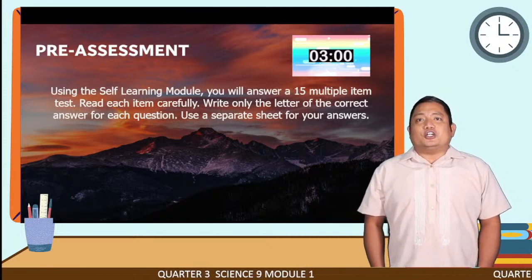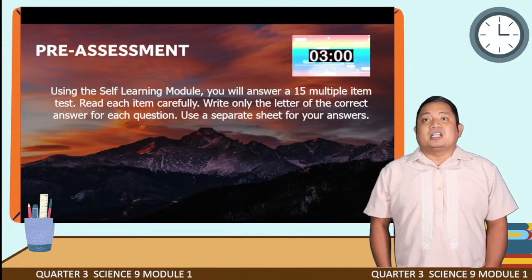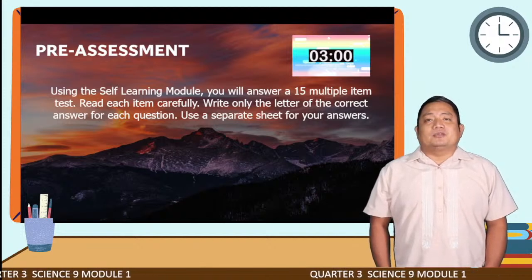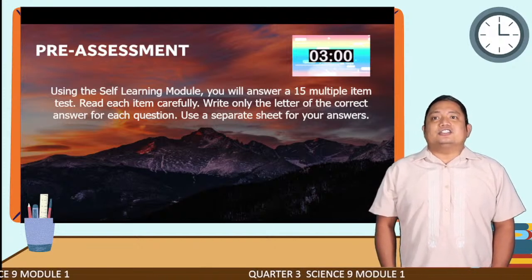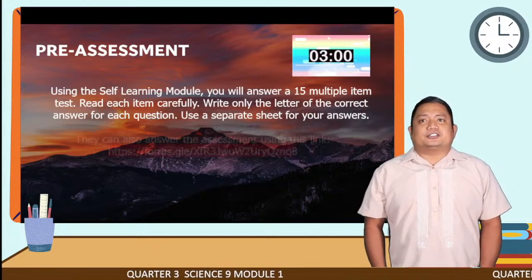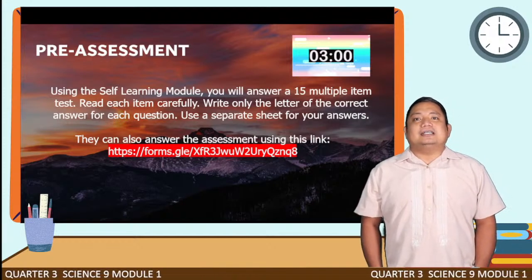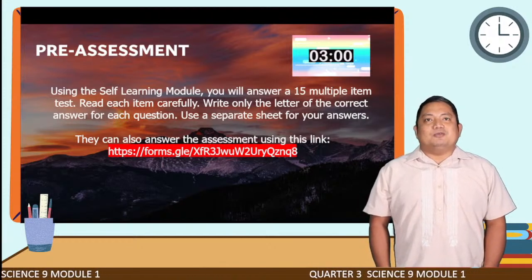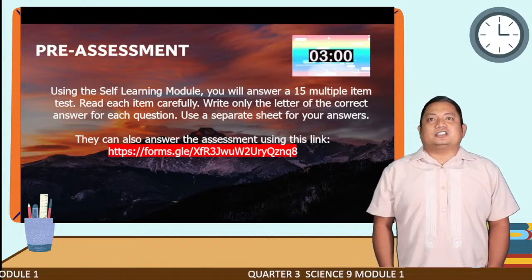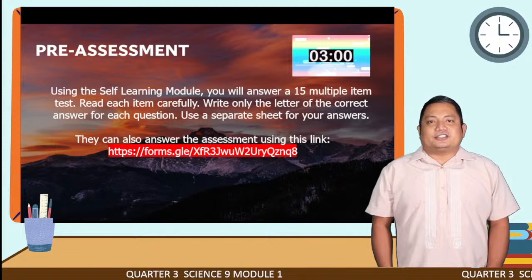Using the self-learning module, you will answer a 15-item multiple choice test. Read each item carefully. Write only the letter of the correct answer for each question. Use a separate sheet for your answers. You can also answer the assessment using the link posted on your screen. I will give you 3 minutes to finish answering your pre-assessment. Timer starts now.